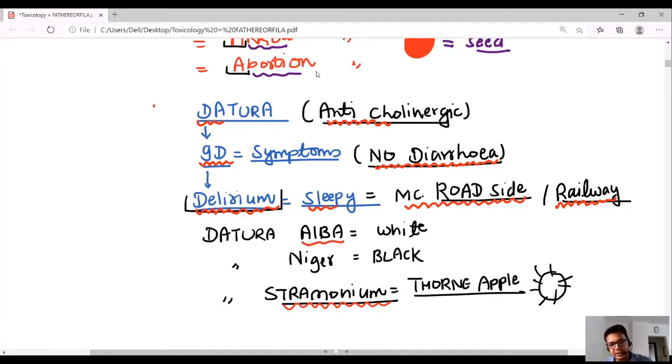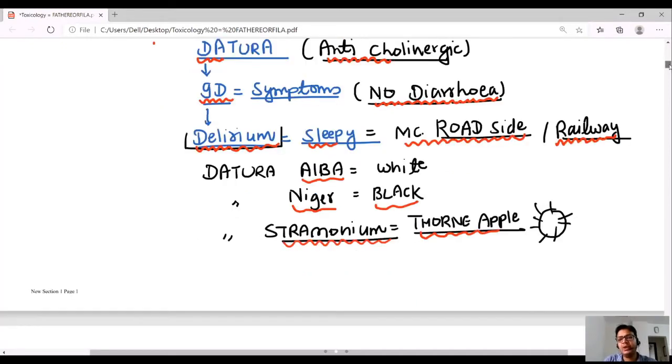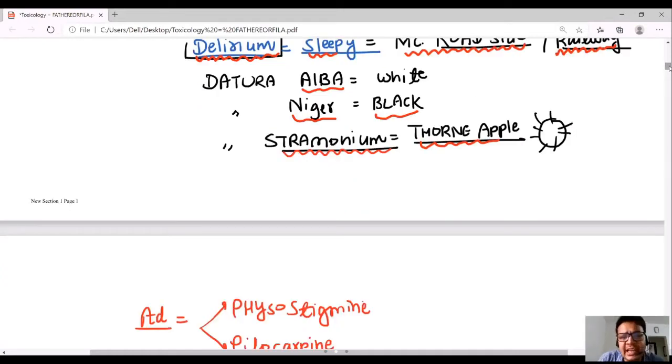Albinism is white. Datura niger, negro, is a black Datura. Datura stramonium is a thorn apple because it contains thorns. So Datura is an anticholinergic plant. There are 9D symptoms. It causes delirium, the most common roadside poison.